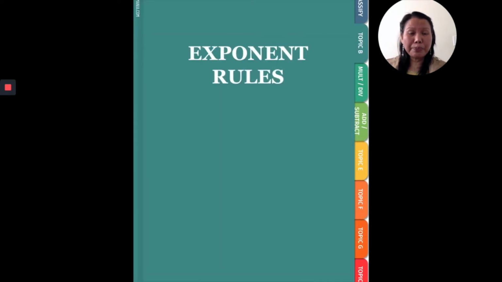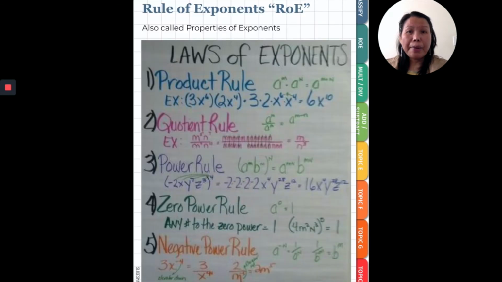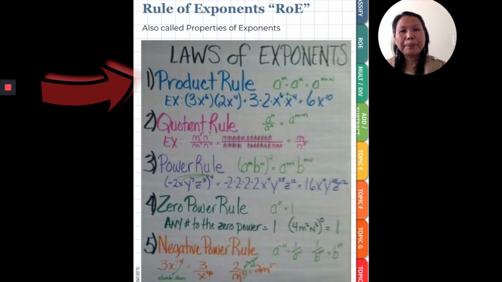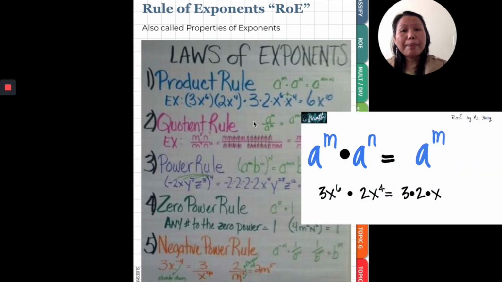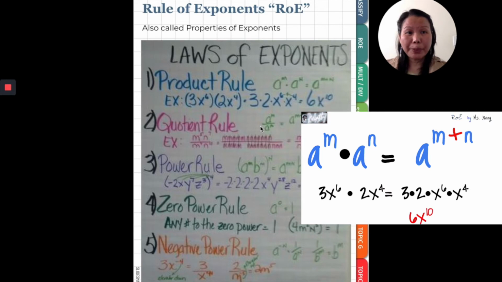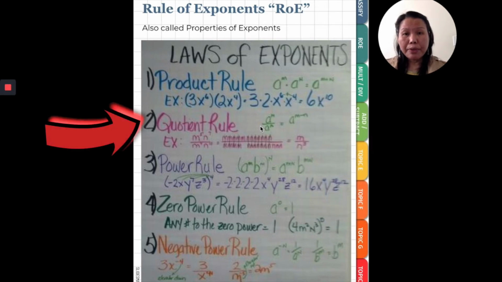Okay, exponent rules. Remember, we call it many different names: properties of exponent, exponent properties, rule of exponent, exponent rules. Okay, now you can see another name: laws of exponent. There are actually 7 of them, but we're going to shorten it all the way down to the main 5. So the first one is product rule. You see right here in blue. The product rule just says that you add the exponent. Quotient rule, number 2. You are subtracting the exponent.